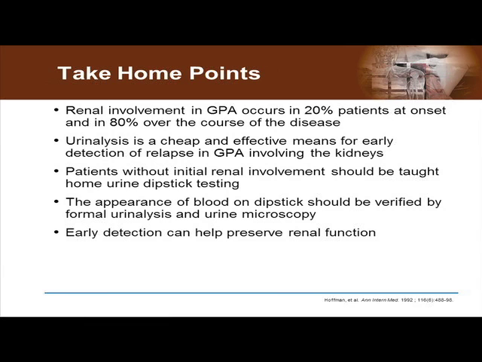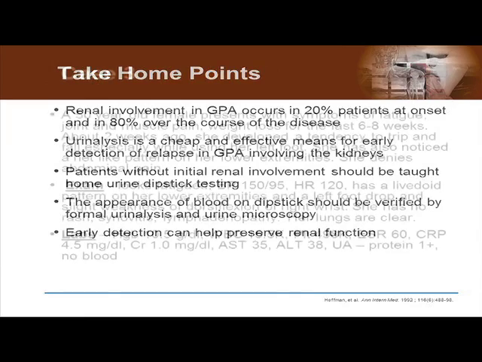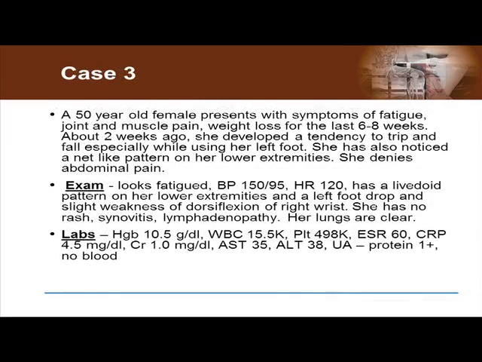A 50-year-old lady presents with symptoms of fatigue, joint pain, and muscle pain. Weight loss for the last 6 to 8 weeks. About 2 weeks ago, she developed a tendency to trip and fall, especially when using her left foot. She has also noticed a net-like pattern on her lower extremities, but she denies any abdominal pain.